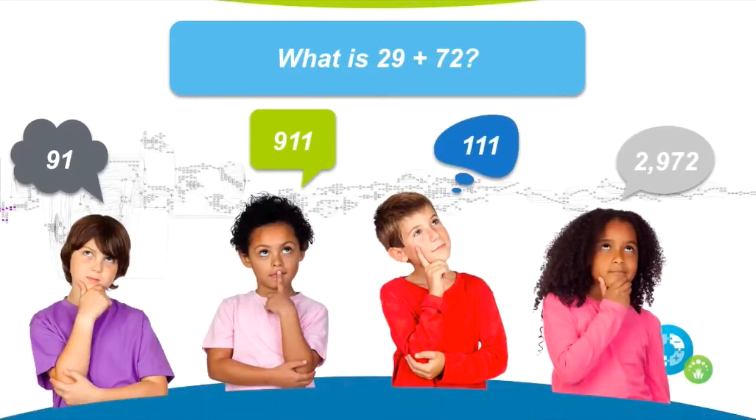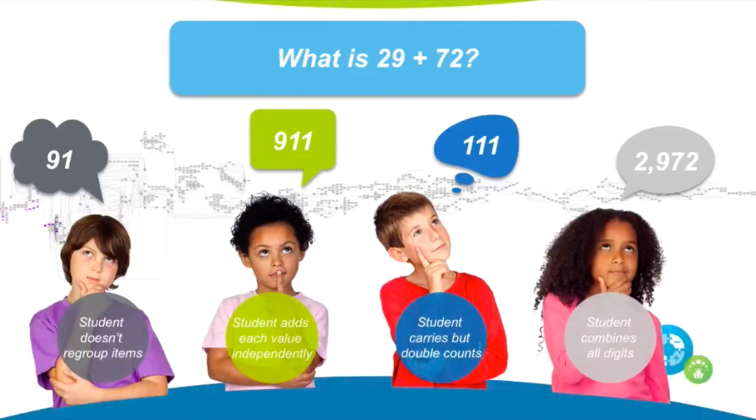I'm sure you've seen these types of students. When given that question, what is 29 plus 72? We can get four predictable errors. The students answer 91, 911, 111, and then 2,972. And as you can see, the errors are pretty predictable. The first one, the student doesn't regroup. That second student adds each value independently. The third student is going to carry but double count. And that last student just mashes those numbers together, combines all the digits, and clearly doesn't have a good grasp on that standard addition algorithm.